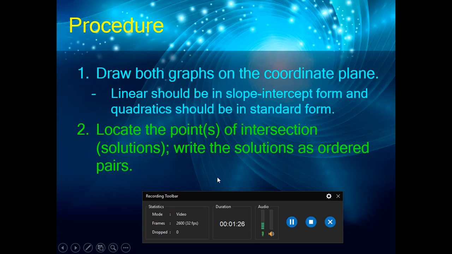Once everything is graphed and labeled, we want to locate our point or points of intersection. Those are the solutions that we're looking for. And you want to make sure you write the solutions as ordered pairs somewhere around the graph or on the graph.